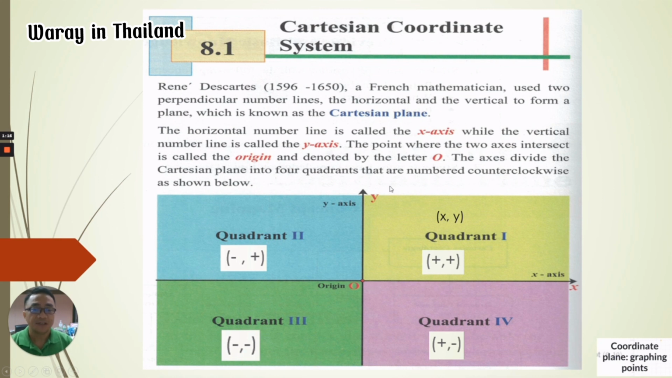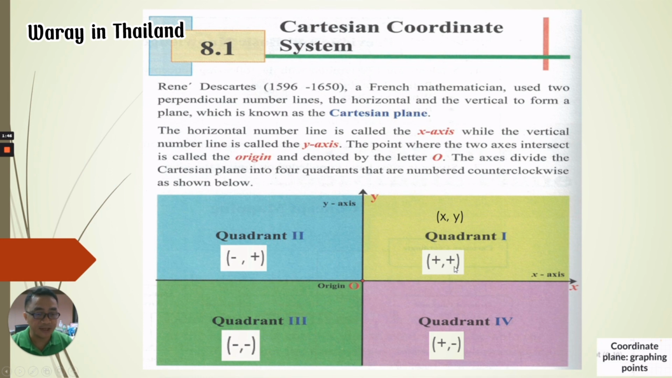Again, in the study of Mr. Descartes, the Cartesian plane was divided into four quadrants. We have quadrant 1, quadrant 2, quadrant 3, and quadrant 4. As you can see here, in our x-axis, going to the right is all positive, and towards your left is all negative. For the y-axis, going up is all positive, and going down is negative.